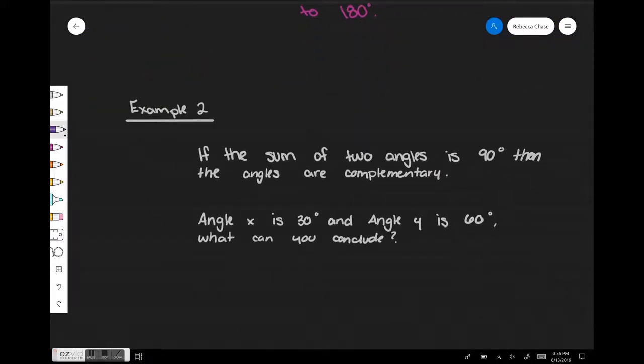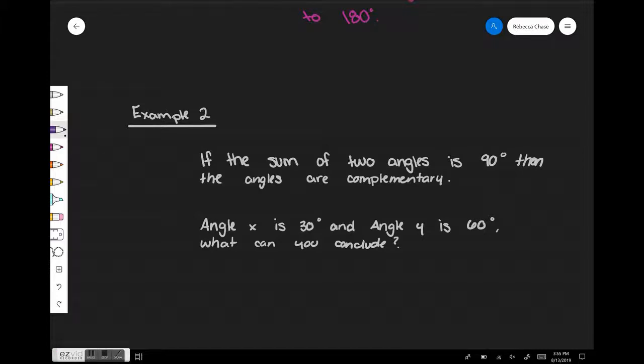Then I look at example 2. If the sum of two angles is 90 degrees, then the angles are complementary. I'm going to label that. That's my conditional statement again. I have to ask myself, is that a true statement? If two angles add up to 90 degrees, are they complementary angles? Yes, that is true. If you said no, that's not true, you would just stop there. You wouldn't even continue.